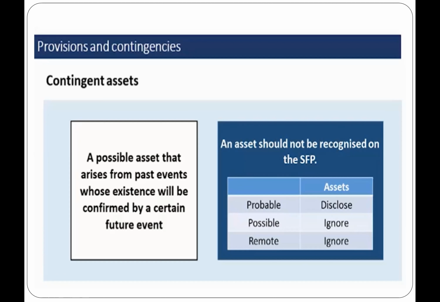Then if it is less than 50% to zero, we are simply going to ignore it. So if it is possible or if it is remote, we are simply going to ignore it. That's as far as a contingent asset is concerned.